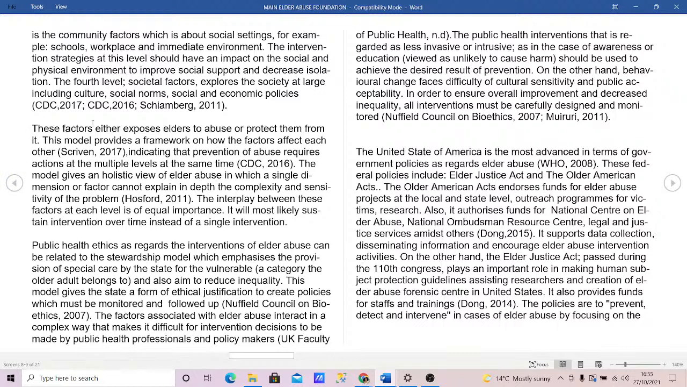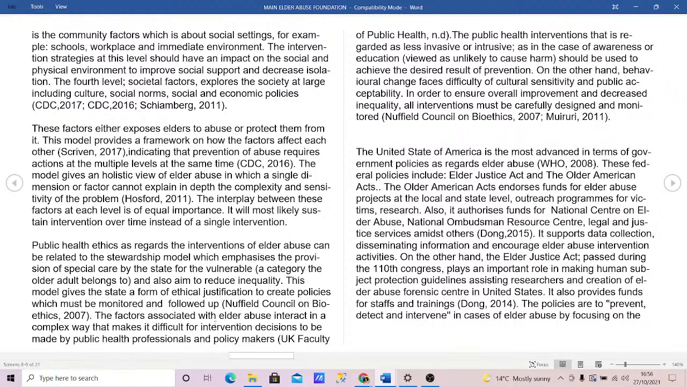So that said, public health ethics as regards the interventions of elder abuse can be related to the stewardship model, which emphasizes the provision of special care by the state for the vulnerable, a category the older adult belongs to, and also aims to reduce inequality. This model gives the state a form of ethical justification to create policies which must be monitored and followed.